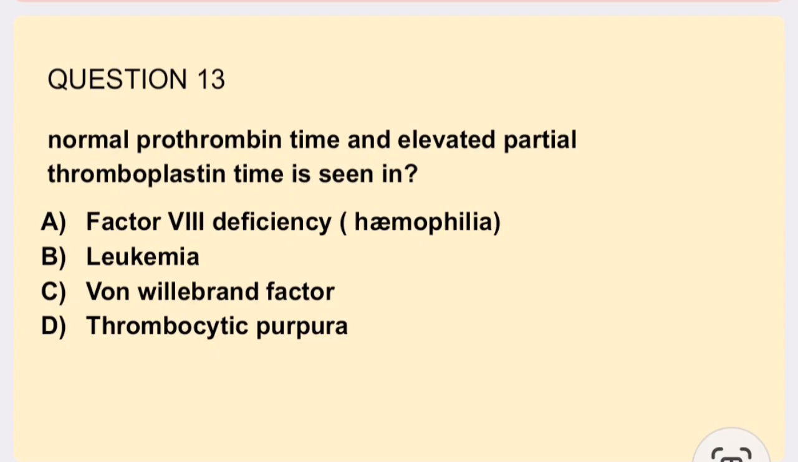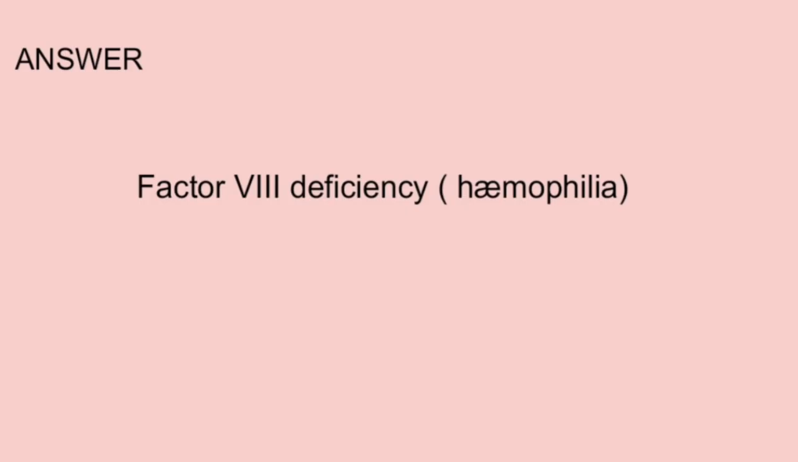Question 13. Normal prothrombin time and elevated partial thromboplastin time is seen in A. Factor 8 deficiency, hemophilia. And I'm sorry guys here, I think the hemophilia, I wrote it in the Danish way by mistake, so apologies on that. B. Leukemia, C. Von Willebrand factor, and D. Thrombocytopenia. The answer is factor 8 deficiency, hemophilia.